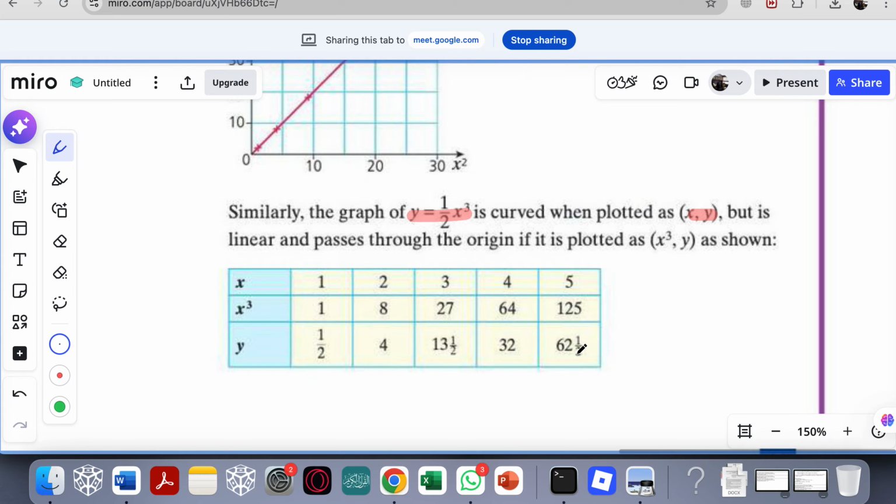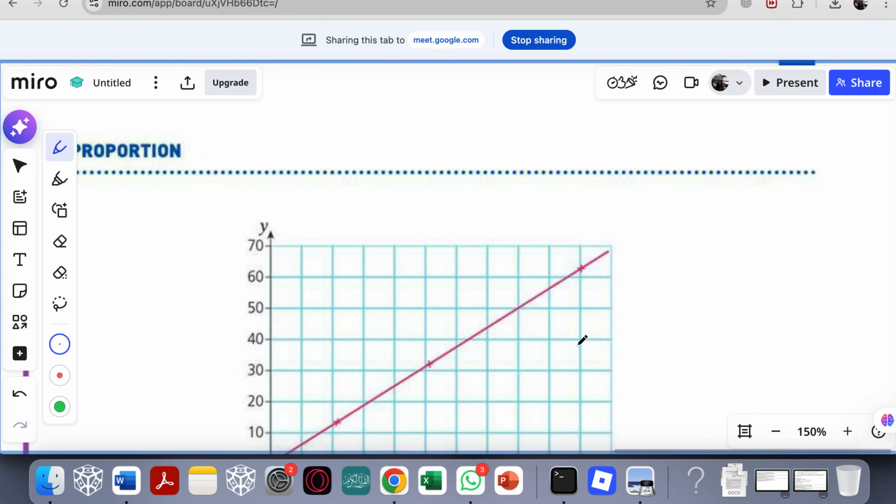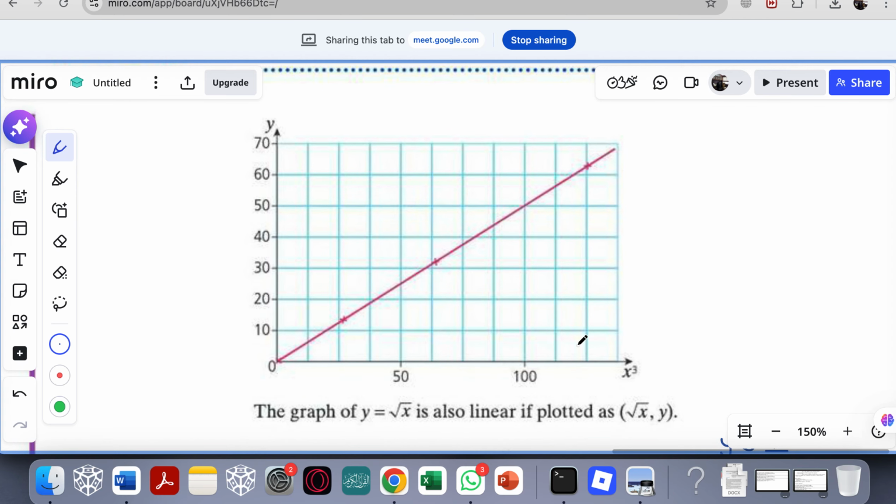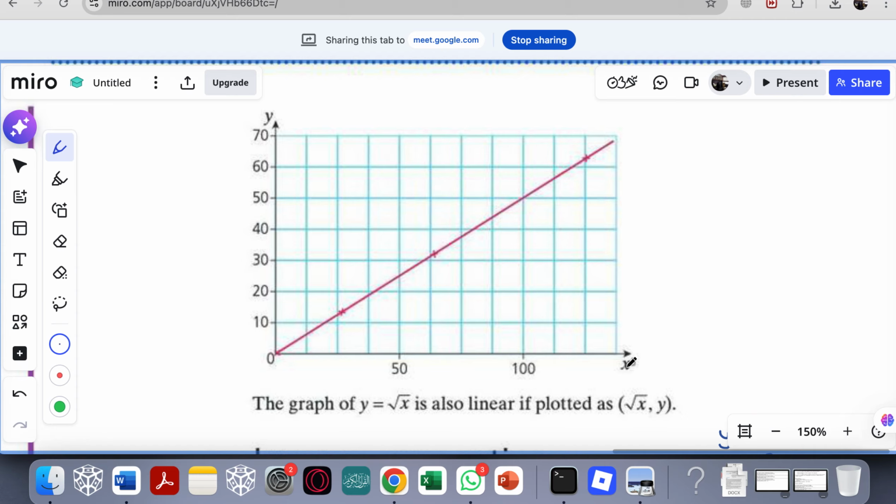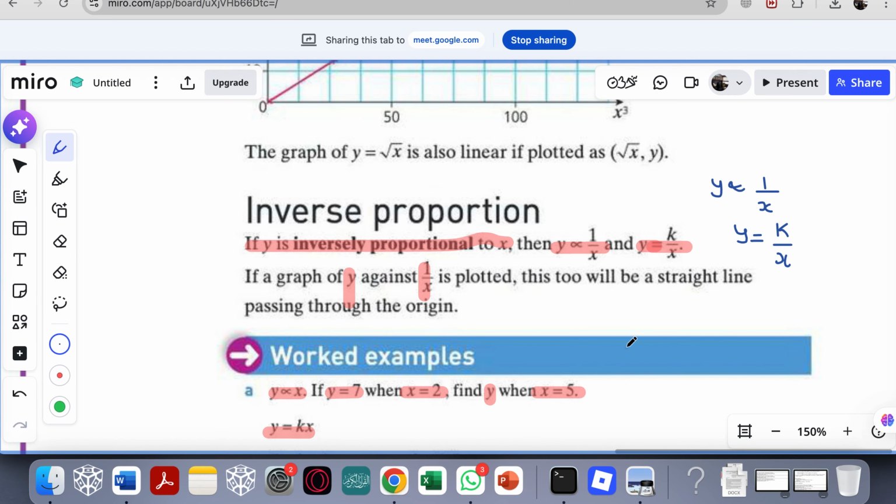You get the y values, right? The y value is multiplied by half. You get the y value. It now depends on what they want you to plot. If you're plotting x cubed against y, you get this graph. Is that okay for coordinate?